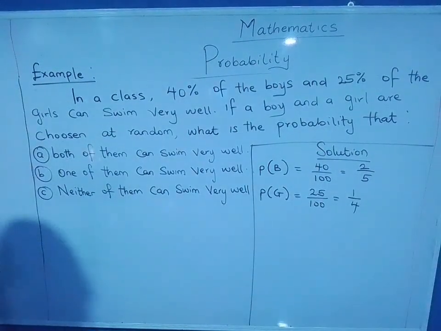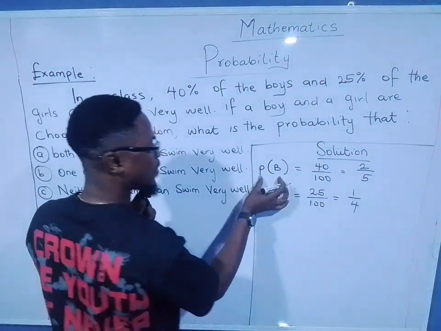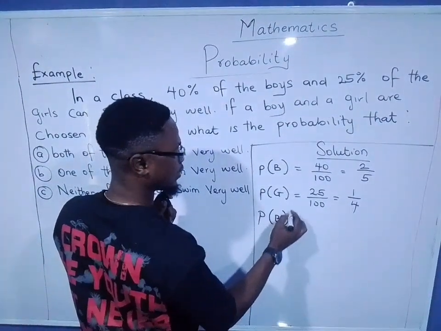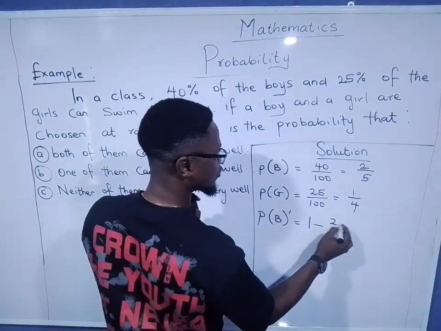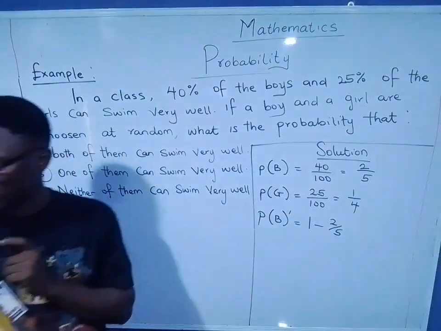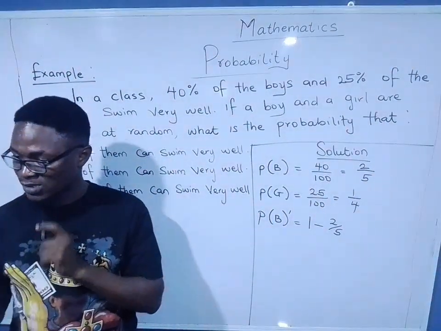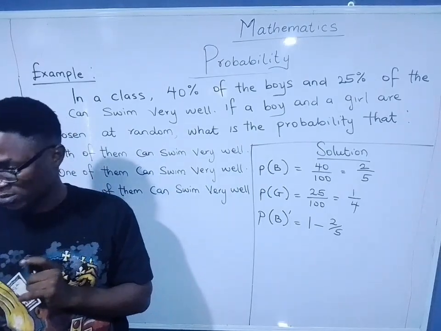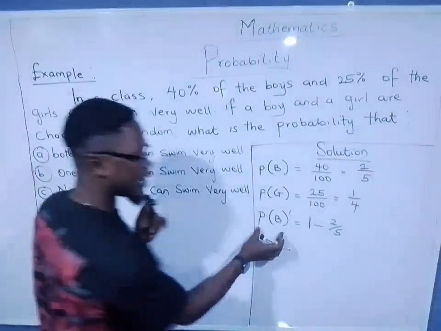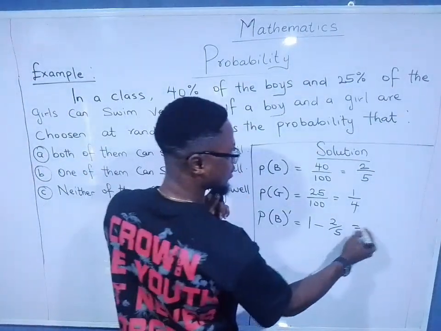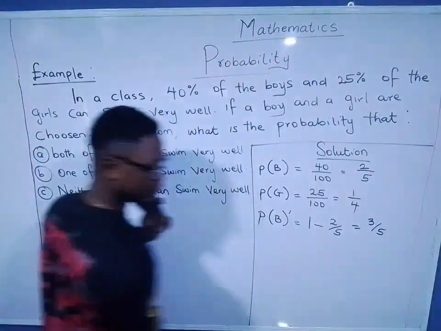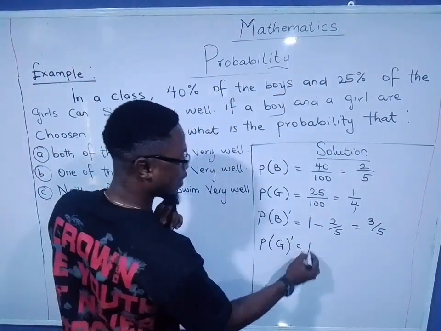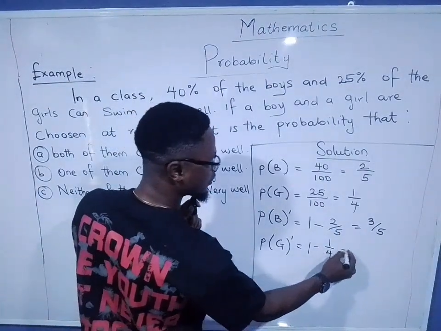So now let me ask you, if this is the probability that a boy can swim, what is the probability that the boy cannot swim? 1 minus 2 over 5. Remember I said in the beginning of this class that the probability that something can happen and that it cannot happen, the two of them give us 1. So that a boy cannot swim is 1 minus this, which is 3 over 5. Probability that a girl cannot swim is 1 minus 1 over 4, which is 3 over 4.